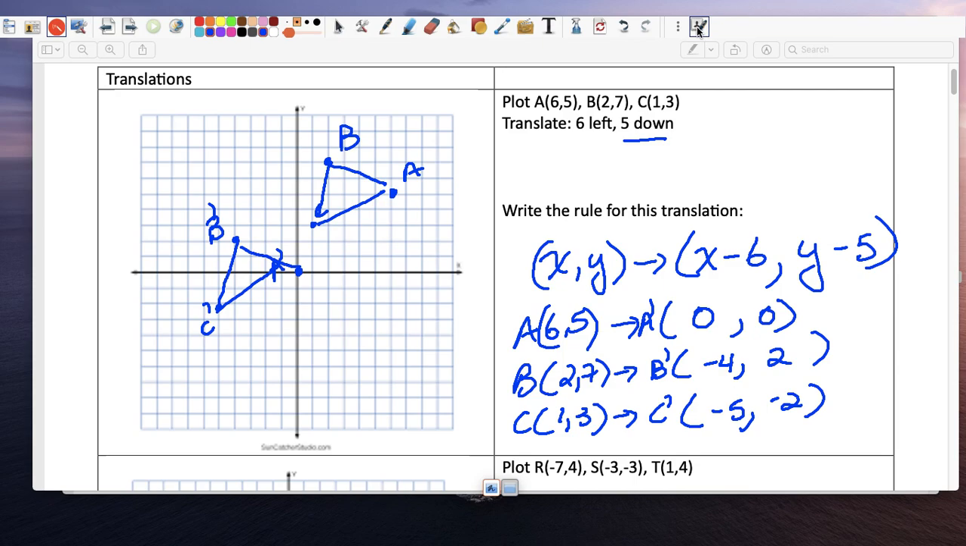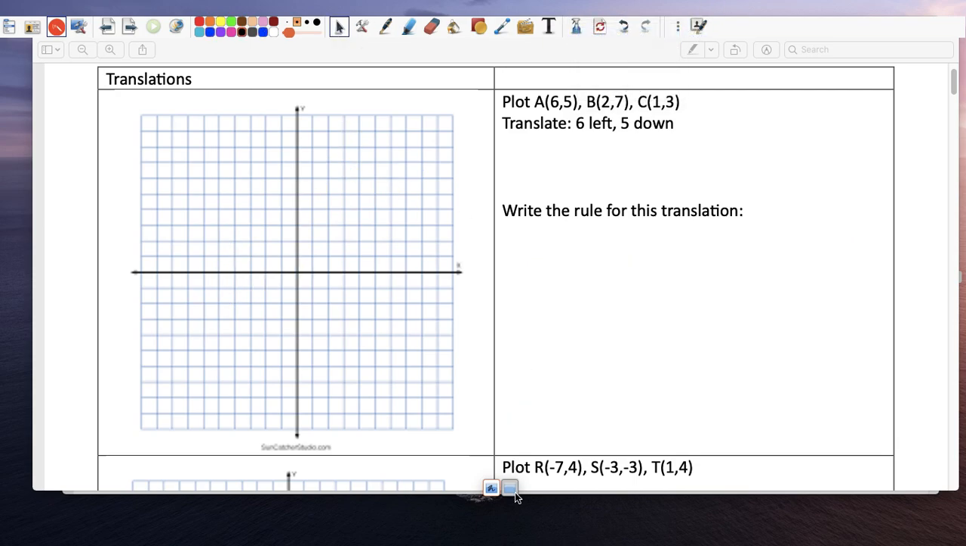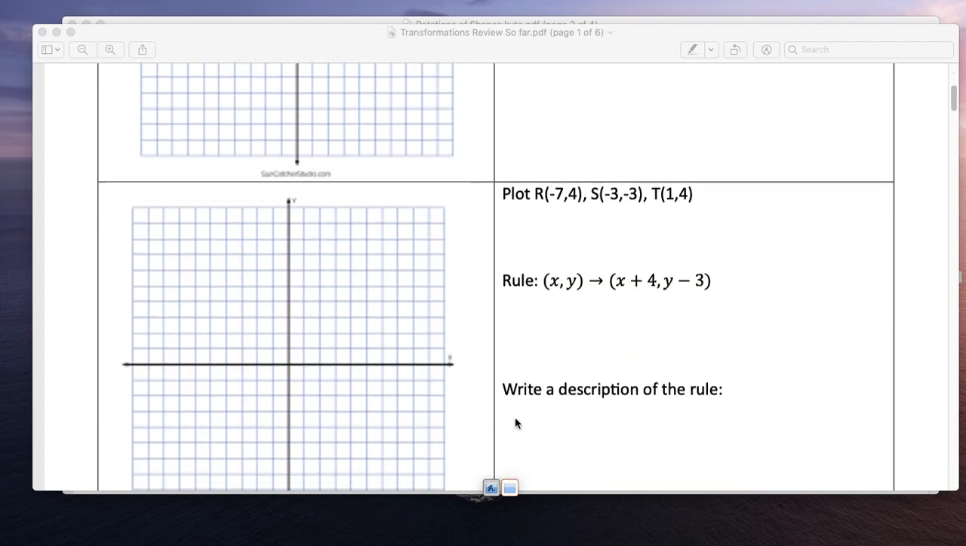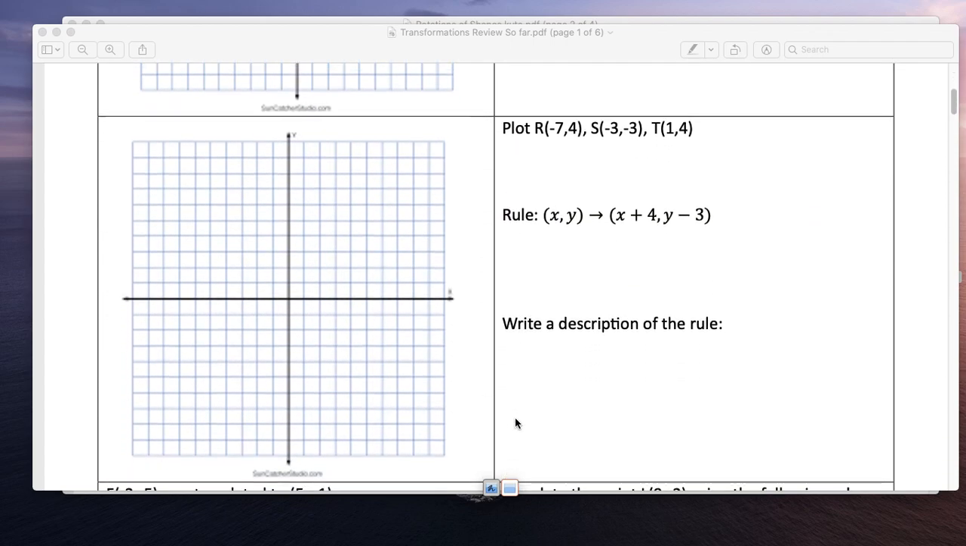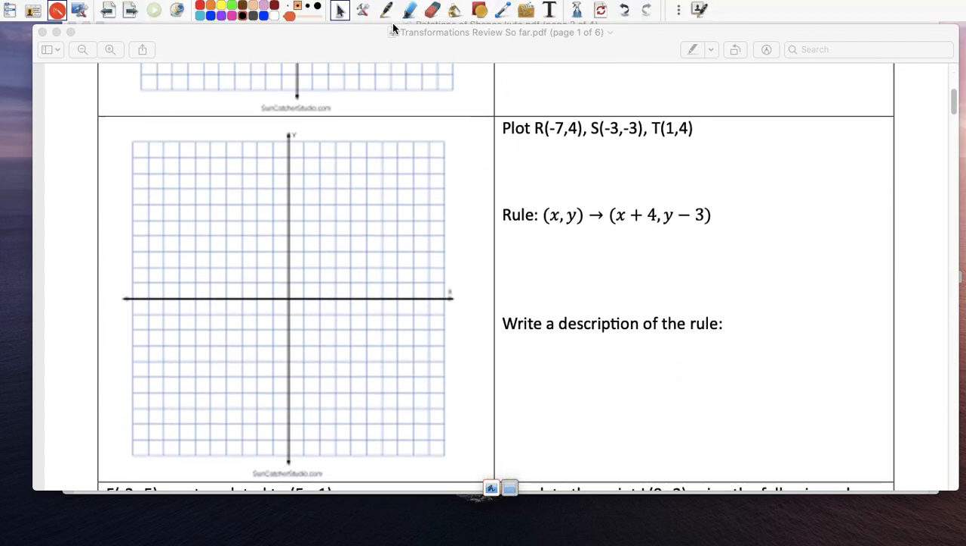That's it. That's translations. There is nothing more exciting about translations. So let's do another one. Here you're given the rule. It's telling you what's happening, right? On the x-axis, I want you to go 4 right. So let me write a description. So we're going to go 4 right. And then on the y-axis, down 3. Let's keep it simple.